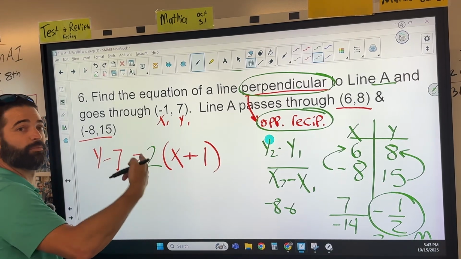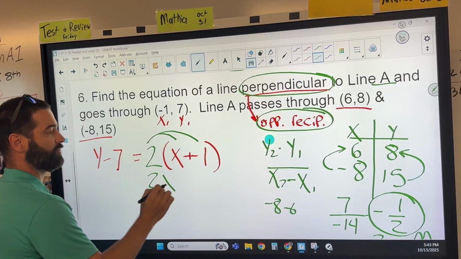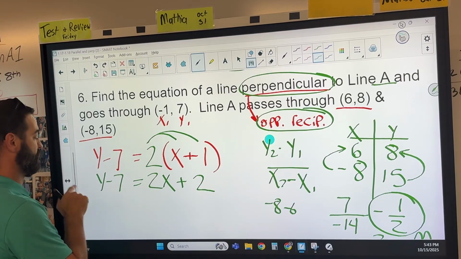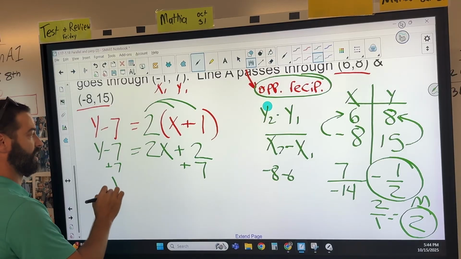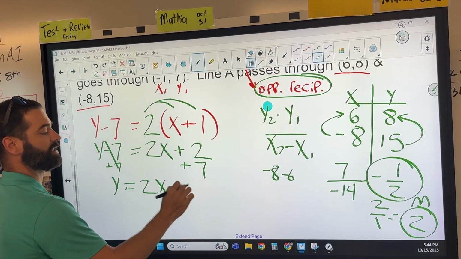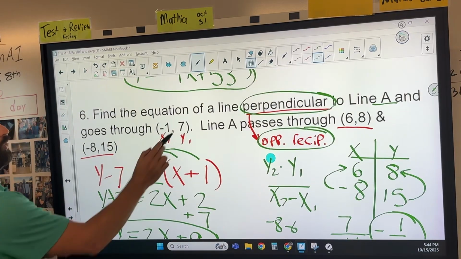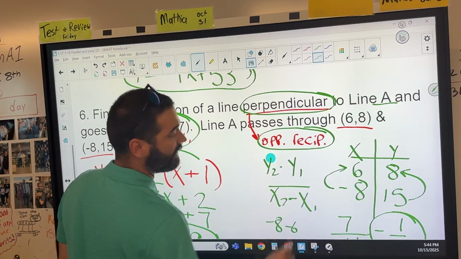Now that we have point slope formula, we can rearrange it into slope-intercept form. 2x plus 2 equals y minus 7. And then we add 7 to both sides. And we get y equals 2x plus 9. That is the line through this point and perpendicular to that line down there.